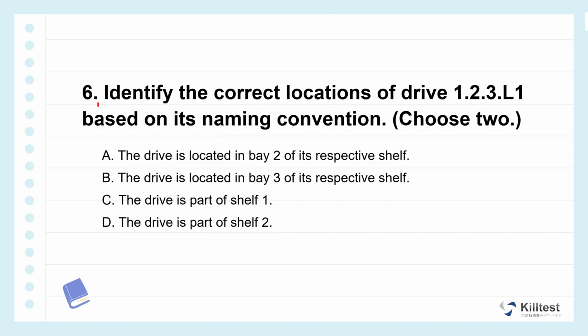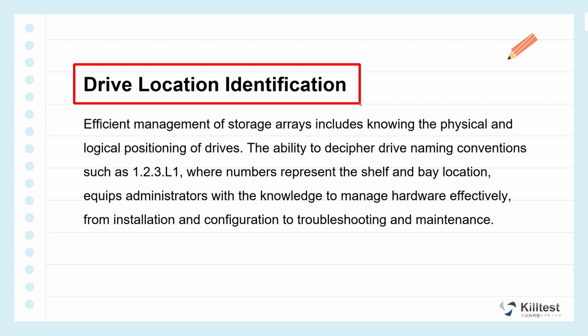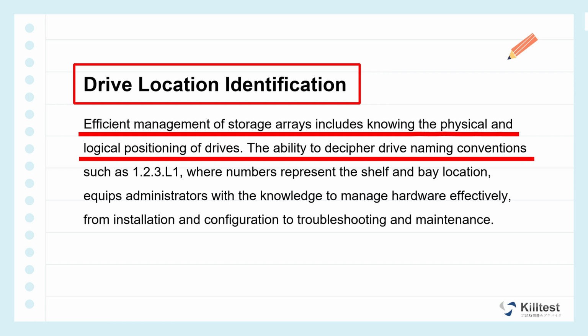Question 6. Identify the correct locations of drive 1.2.3.L1 based on its naming convention. The knowledge points of this question are: understanding of drive naming conventions and physical locations. Managing a storage system efficiently means knowing exactly where your drives are and how they're labeled. This makes setting up and troubleshooting much easier.